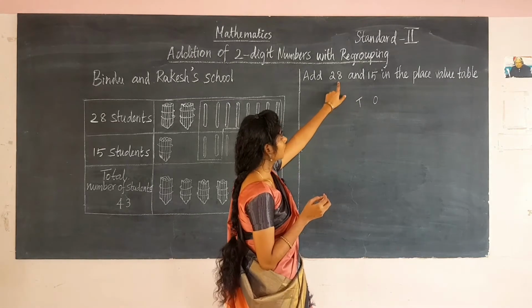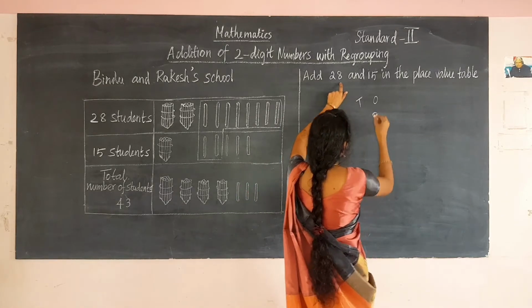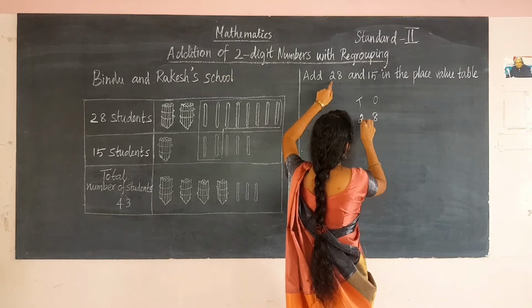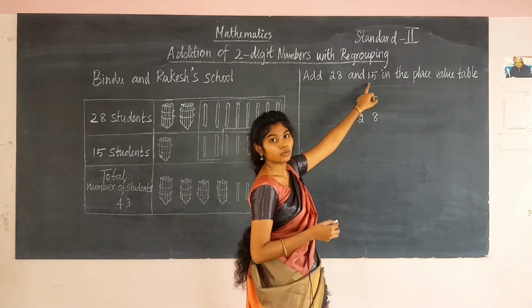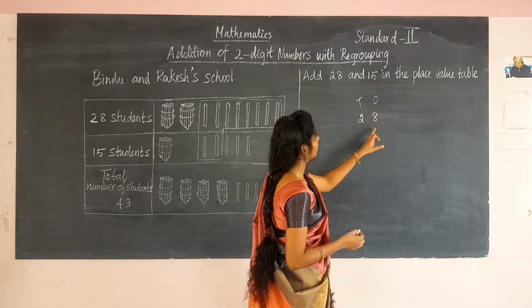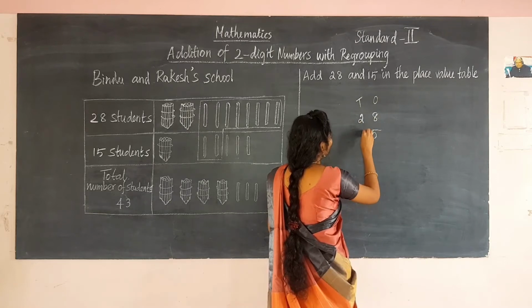Write the first number in the places. First take 8. 8 is in the ones place, so write 8 in the ones place. Then 2 is in the tens place, so write 2 in the tens place. Then the next number is 15. Write 5 in the ones place and 1 in the tens place.